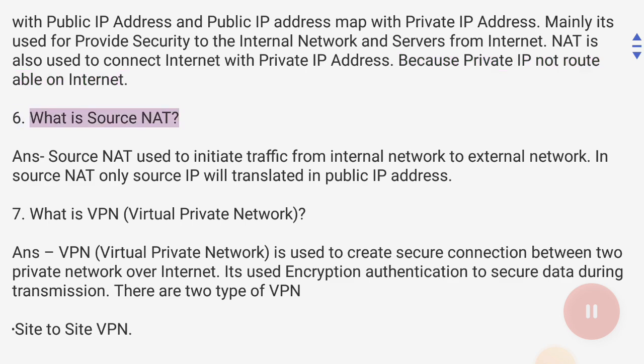6. What is source NAT? Answer: Source NAT is used to initiate traffic from the internal network to the external network. In source NAT, only the source IP will be translated to a public IP address.